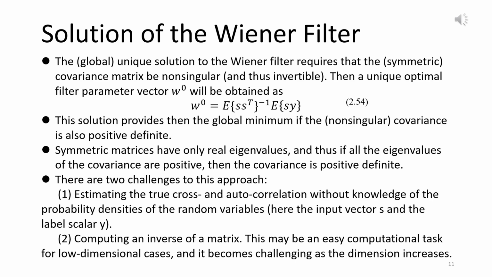The Wiener optimal filter approach has two challenges. 1. We need to estimate the cross-correlation and autocorrelation without knowledge of the probability densities of the random variables s and y. Recall that s is the input vector and y is the output label. 2. Computing the inverse of a matrix may be computationally intractable.